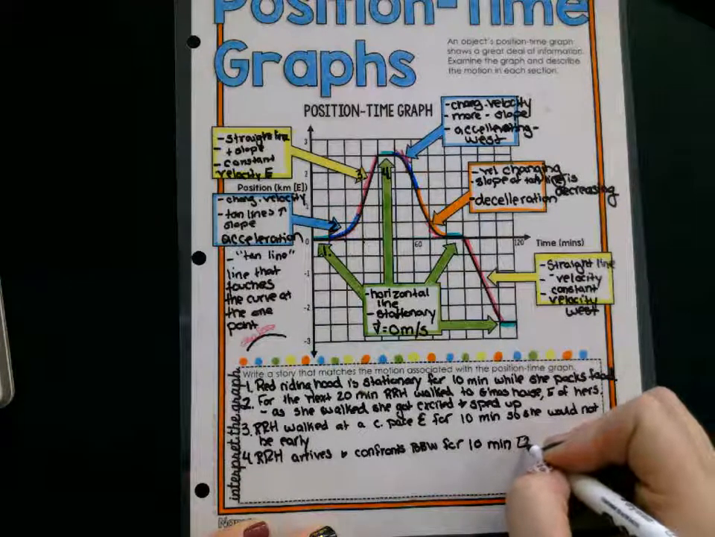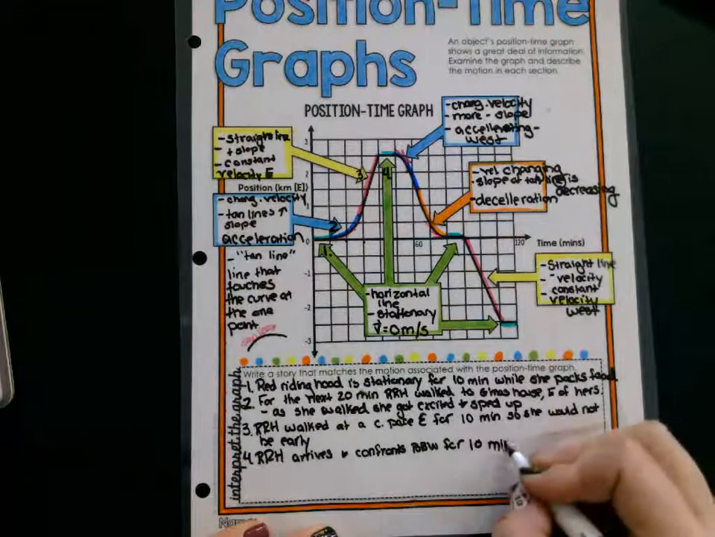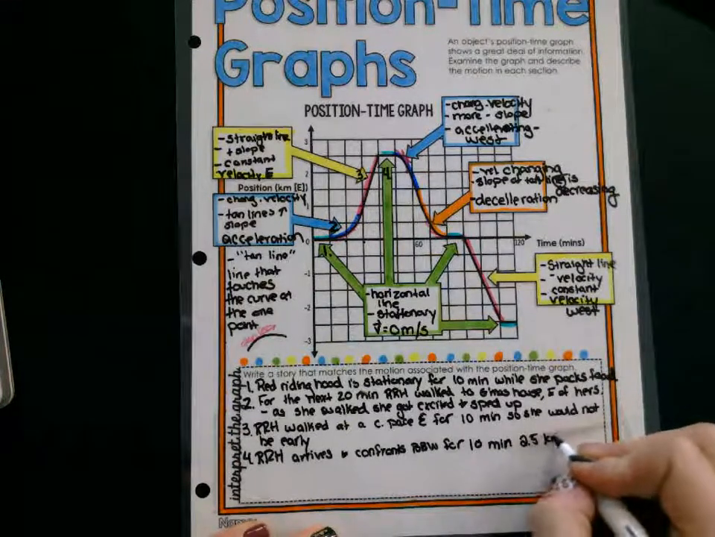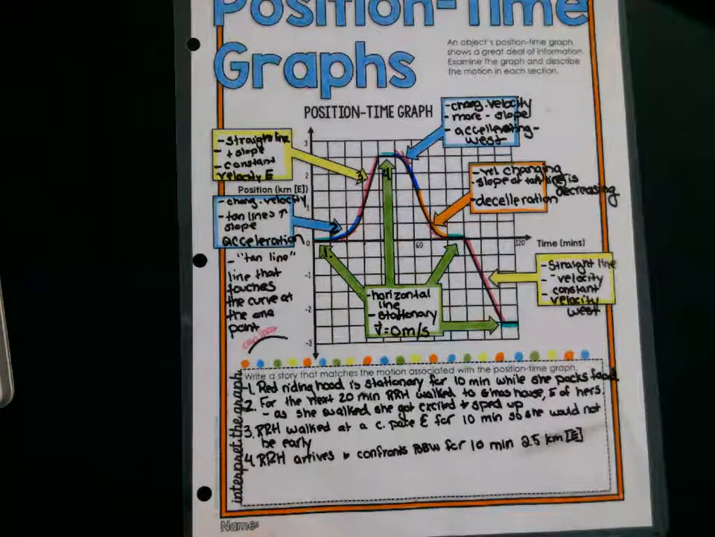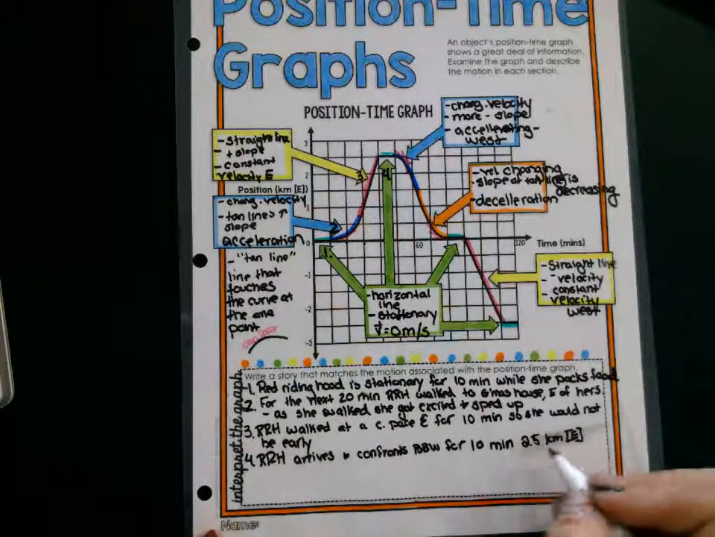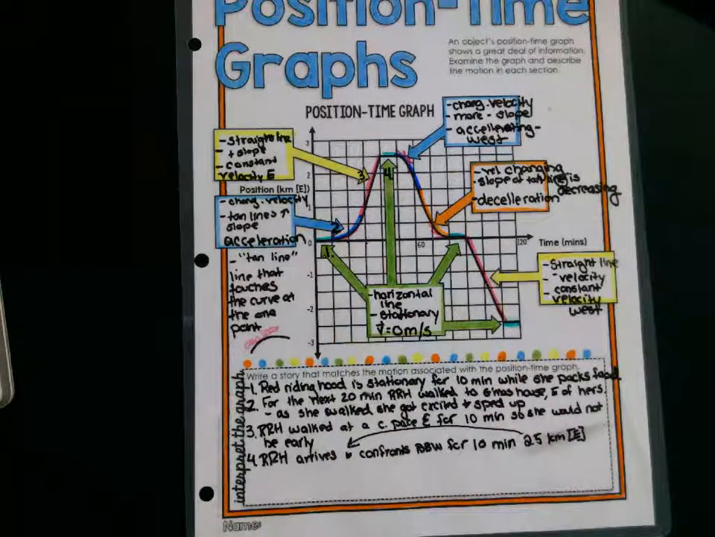So we know she's 2.5 kilometers. I put the brackets in the wrong place, Miss Neal. She's 2.5 kilometers east of her house. So if I had more room to write, a more correct sentence would say Red Riding Hood arrives at Grandma's house, 2.5 kilometers east, and confronts the big bad wolf for 10 minutes. So I'm adding in that location to make it more correct because that graph is showing me where Grandma's house is. Grandma's house is 2.5 kilometers east.